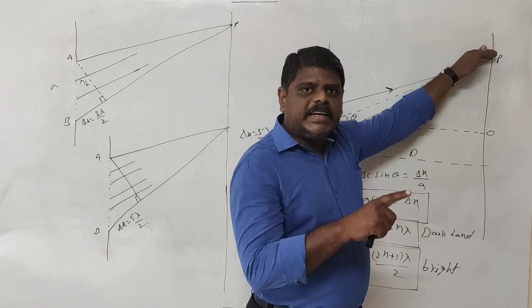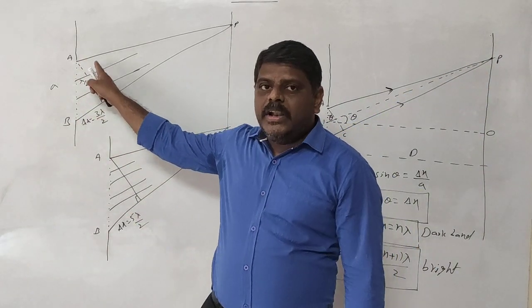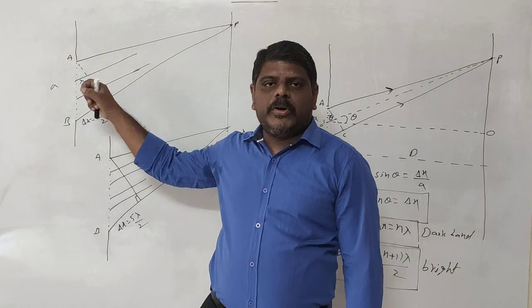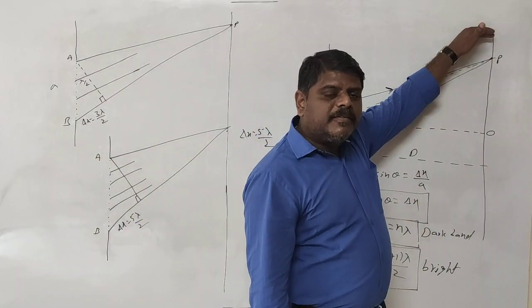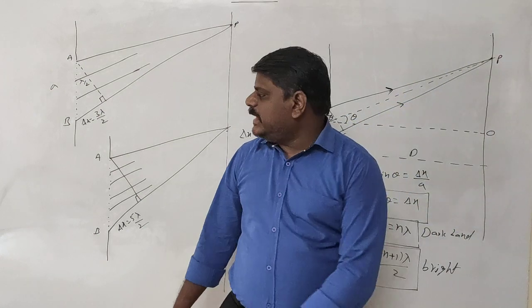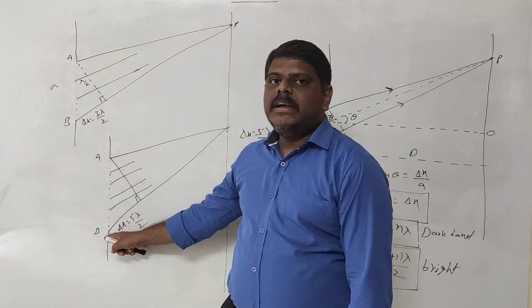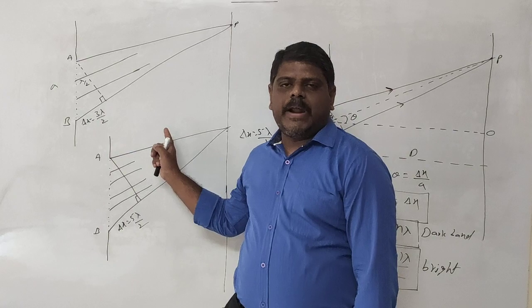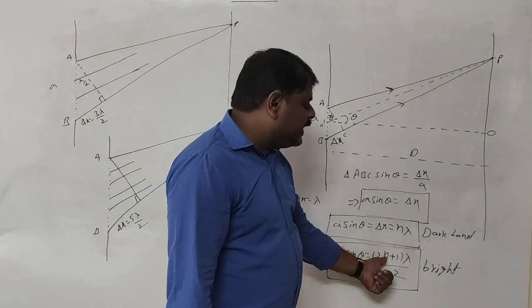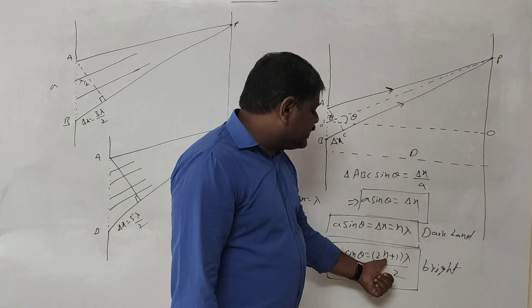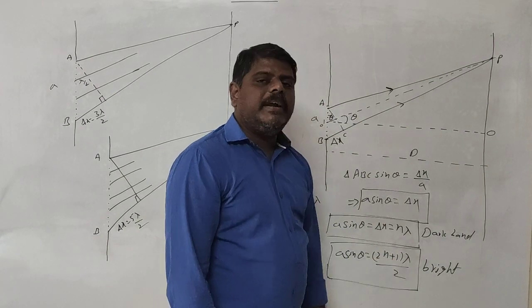What are we going to get? First secondary maximum. Only 1/3 of the slit is going to produce the bright band, and next you are going to have the second minimum. After that, the second secondary maximum. In the second secondary maximum, only 1/5 of the slit is going to produce the bright band. If I take the next one, if I take n equals 3, 2 into 3, 6 plus 1, lambda by 2, 7 lambda by 2.